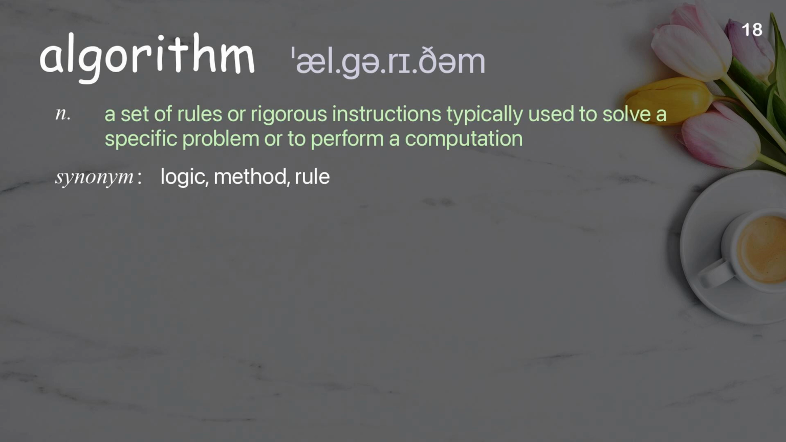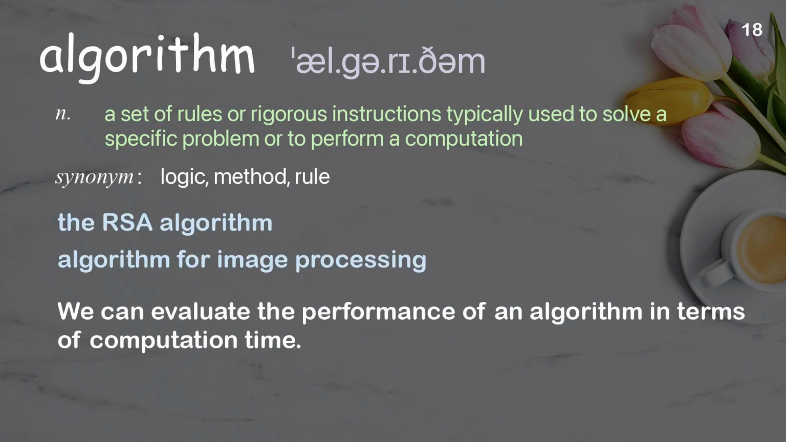Algorithm. A set of rules or rigorous instructions typically used to solve a specific problem or to perform a computation. Examples: The RSA algorithm, algorithm for image processing. We can evaluate the performance of an algorithm in terms of computation time.